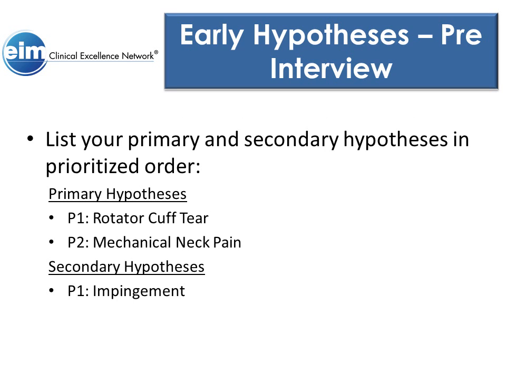My primary and secondary hypotheses for P1: rotator cuff tear is my primary, and secondary is impingement. For P2, I have come up with a primary hypothesis of mechanical neck pain.